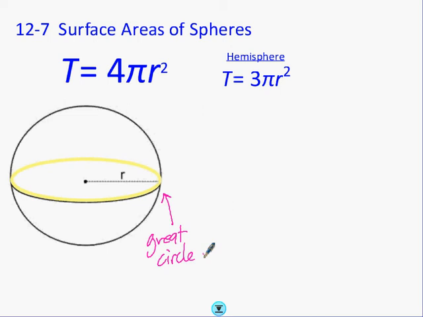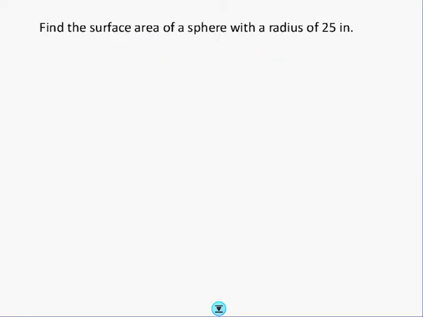And if we were to crack a sphere in half, the area of the hemisphere is actually 3 pi r squared. The outside part is 2 pi r squared because it's half of the whole sphere. And then we also have to count the part that's open, and that's 1 pi r squared, so a total of 3 pi r squared. We're just going to work some examples.